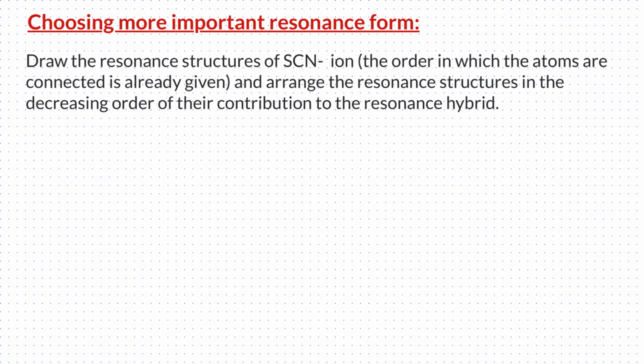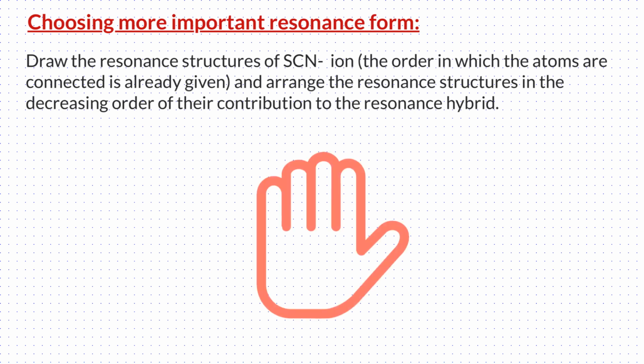Let us do one last example. Draw the resonance structures of the SCN- ion and arrange the resonance structures in the decreasing order of their contribution to the resonance hybrid. Pause the video here and try to answer the question.